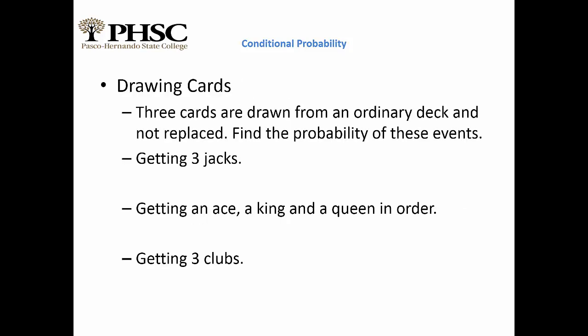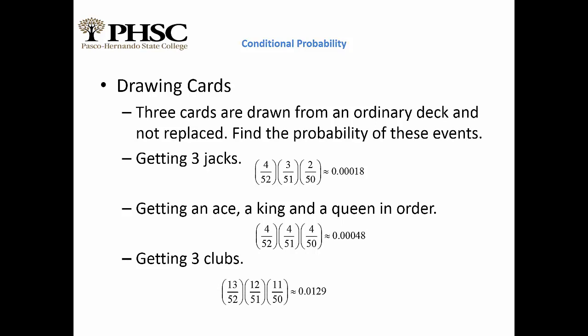Here we have 3 cards drawn from an ordinary deck, and they're not replaced. Find the probability of these 3 events. First, the probability of getting 3 jacks. Every time I get a jack, my sample space reduces and the number of jacks is reduced. Next, getting an ace, a king, and a queen in that order. Again, you can see that my sample space is reduced. And then getting 3 clubs.